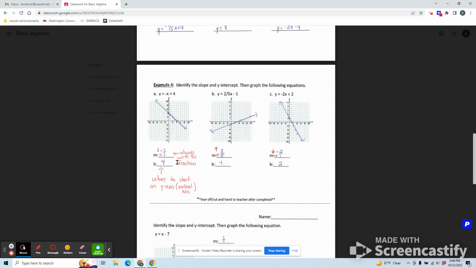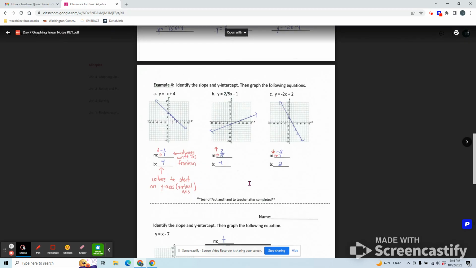But I need a starting point. So first, I need to find my y-intercept. In this case, it's positive 4. So on the y-axis, I put a point, and I go down 1, right 1. Down 1, right 1, down 1, right 1, and I connect my dots.